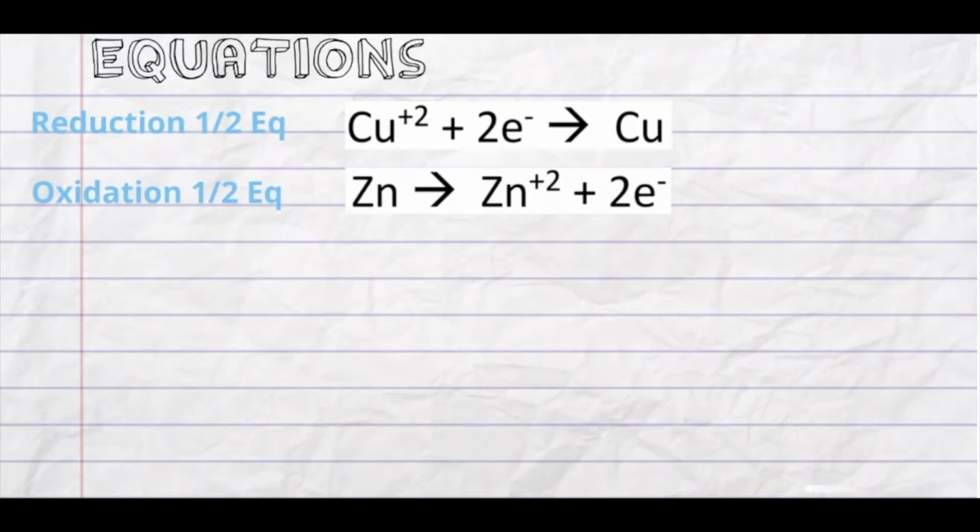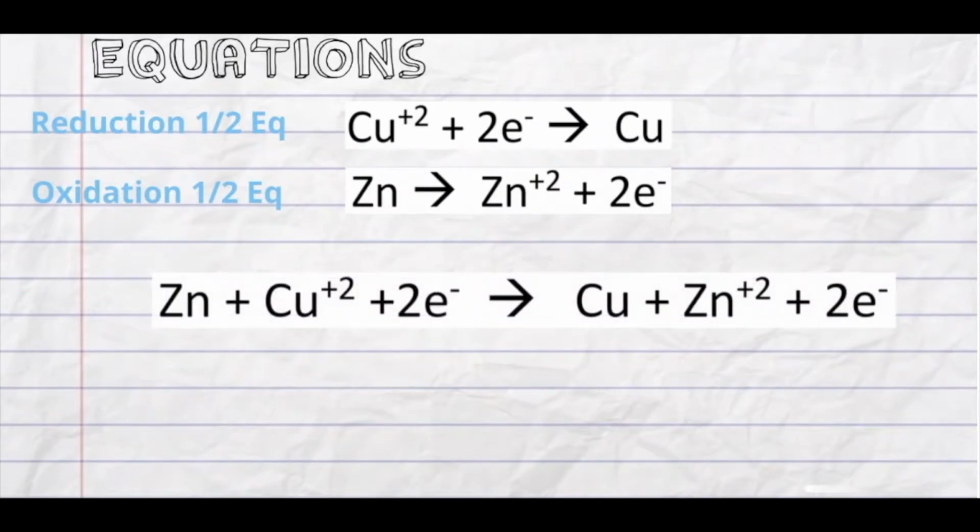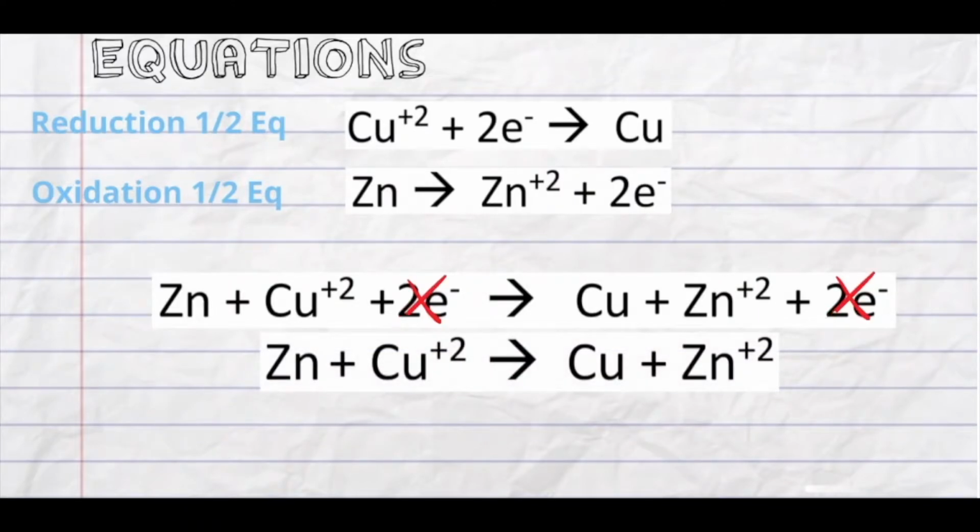Alright, now we have the reduction half equation and the oxidation half equation that we worked out from before. The next step is to put them both together in one redox reaction. Red for reduction and ox for oxidation, redox. Once we have the equations, we see that there are 2 electrons on each side. So now we can cancel those and it leaves zinc and a copper ion to copper and a zinc ion.